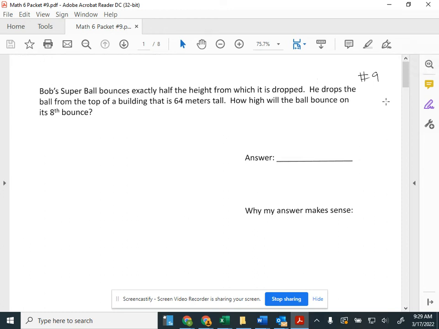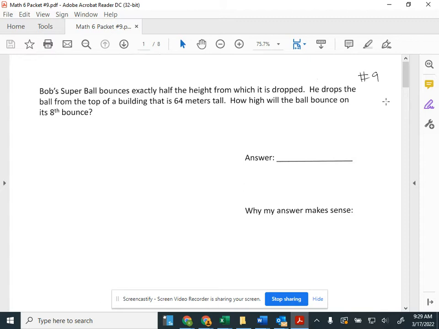Good morning. Today we are going through Math Packet number 9. Math Packet number 9 is due next week, Friday. Remember, we have it due on a Friday instead of a Tuesday because the Tuesday it should be due is spring break. So we have it due right before spring break.